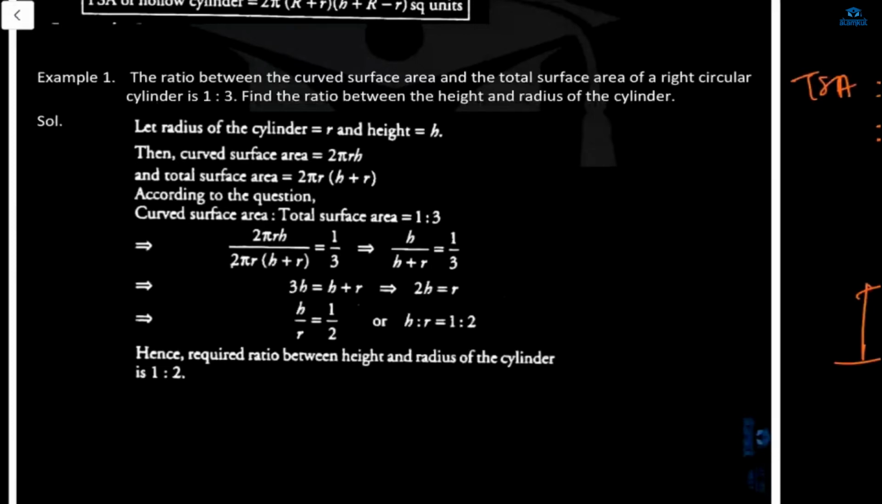The ratio between the curved surface area and the total surface area of a right circular cylinder is 1:3. Find the ratio between the height and the radius of the cylinder. So the ratio of CSA and TSA is given. CSA is to TSA is equal to 1:3.